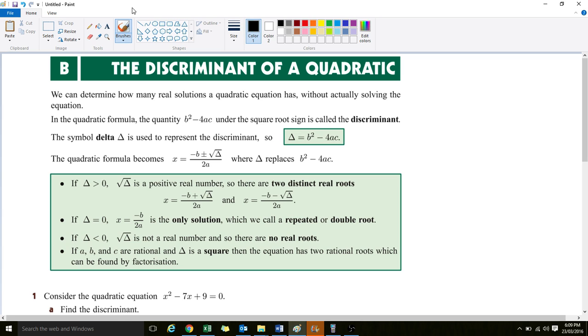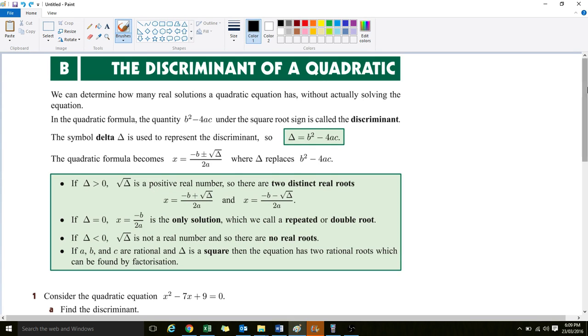call the discriminant. So we use the symbol delta, which comes from the Greek alphabet, which is just a triangle to show the discriminant. Delta is equal to b squared take 4ac, and that b squared take 4ac just comes straight from the quadratic formula. So another way of writing the quadratic formula is with the triangle inside the square root instead of the b squared take 4ac.